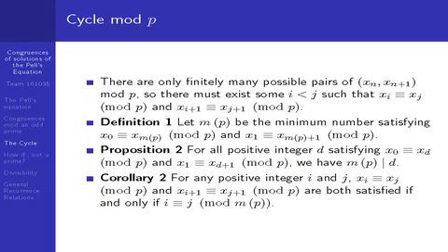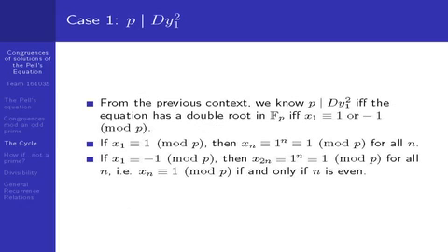This is the cycle mod p. That is, when we consider mod p, since there are only finitely many possible pairs of congruences, there must exist a cycle. If you go back to the fourth, you can see there must be a cycle, and there will be a minimum cycle. So if Np is the minimum cycle length, then for any possible cycle length, we divide it by Np using the division algorithm.